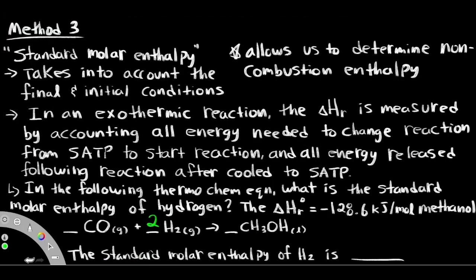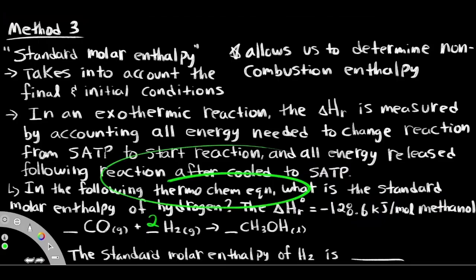Method number 3 is the standard molar enthalpy. So it takes into account final and initial conditions. So initially, if it starts at SATP and it reacts and then eventually it's going to cool and go back down at the end, back to SATP, there are predetermined sets of values. So for methanol here, it's negative 128.6 kilojoules per mole.